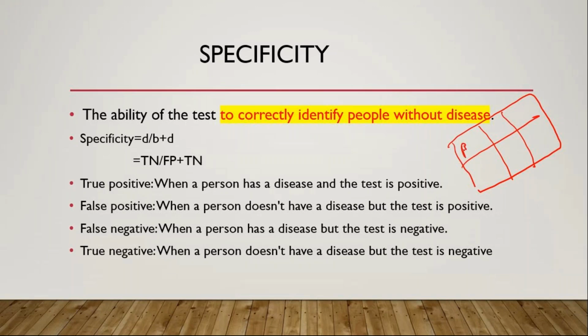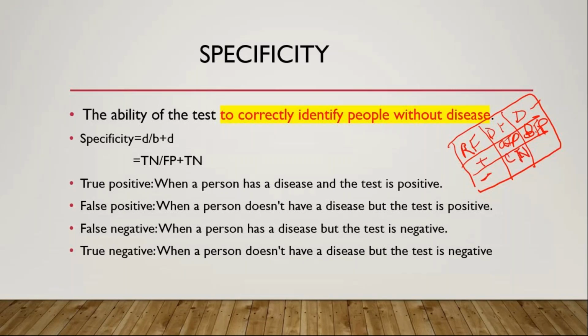Write risk factor, disease present, disease absent. Risk factor present, risk factor absent. If the person has risk factor positive and disease positive, then it is A, that is true positive. If the person has risk factor present but disease absent, then write B, that is false positive. If the risk factor is absent but disease is there, then write C, that is false negative.